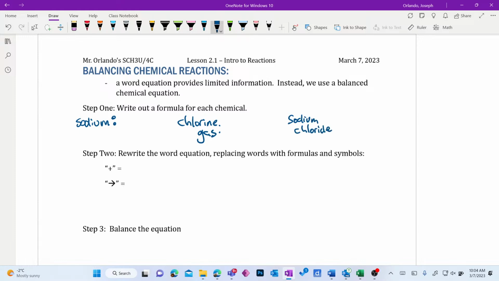So we said sodium and chlorine gas form sodium chloride, so we need to know the formula for each one. So do that. Once we've done that, then we'll be good to go.